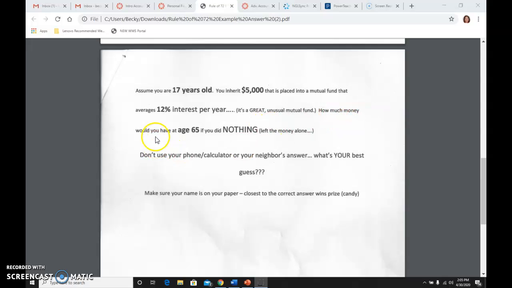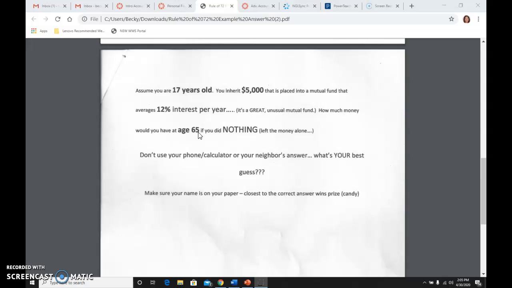It says, how much money would you have at age 65 if you did nothing? Meaning you've left the money alone, you put the $5,000 in and just let the interest compound. So there are financial calculators that can help you figure this number out pretty precisely, or we can use this rule of 72 as a general approximation to do it. So let's go that route because we're lazy and it's easier.